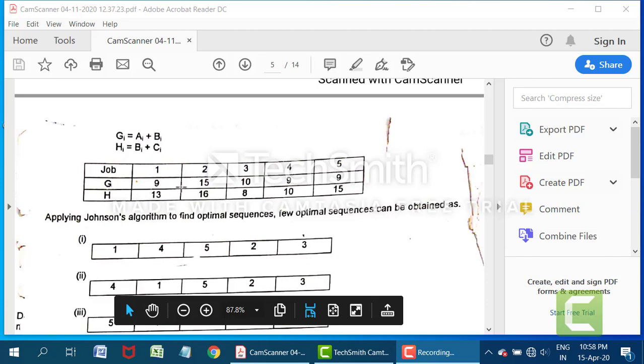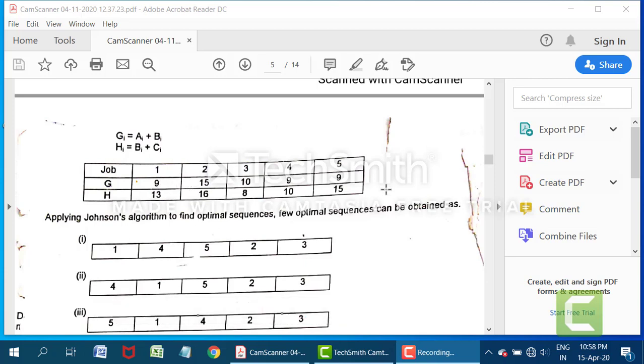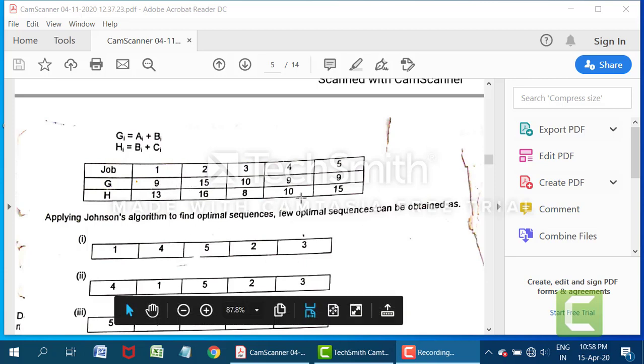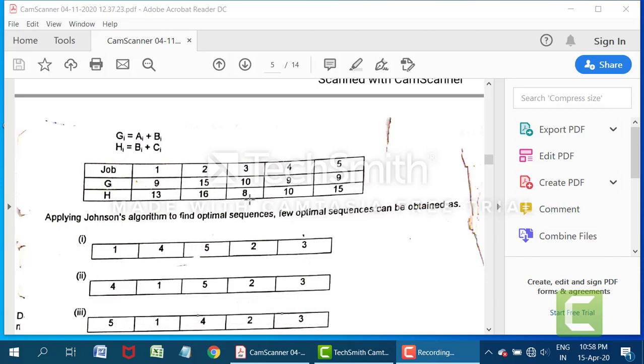So identify which is minimum here. There are too many ties it seems. 9, 9, 9. 9 and 8, 10, 15, 8. 8 is minimum. In all the processing times, minimum is 8. This corresponds to the job 3.